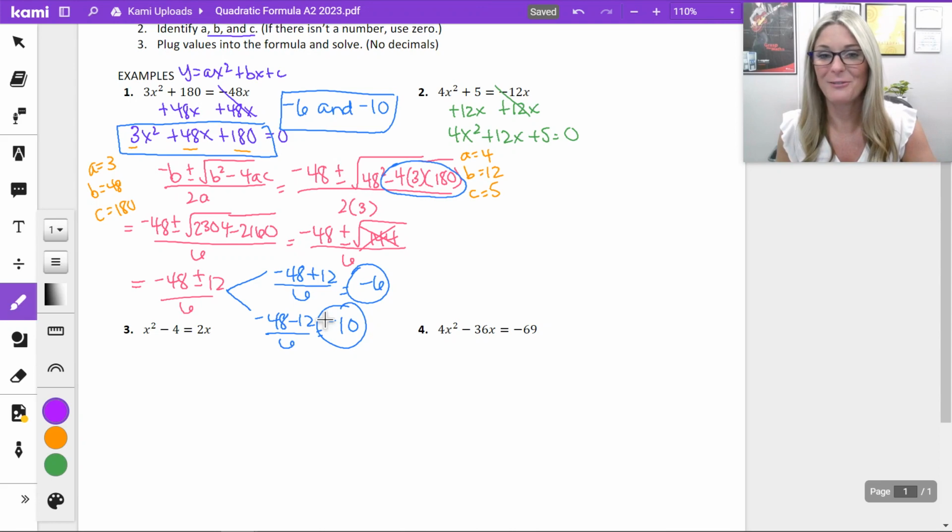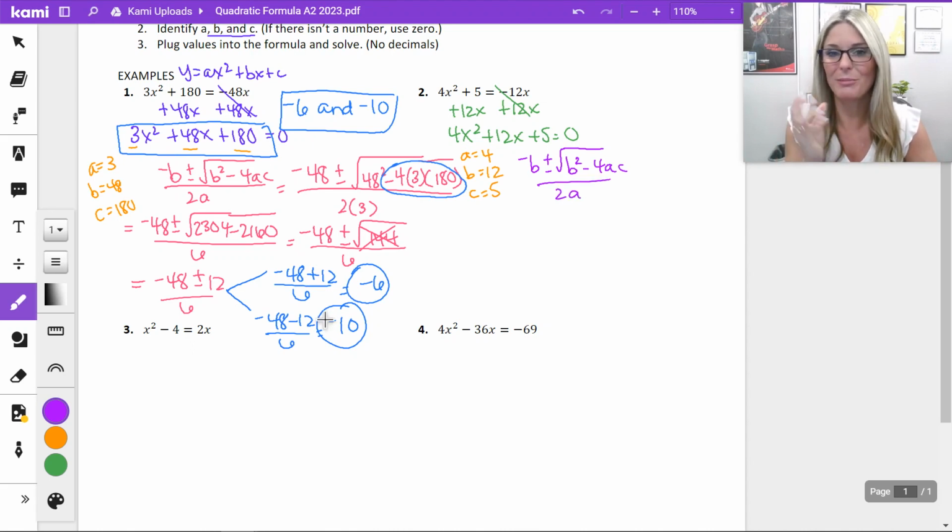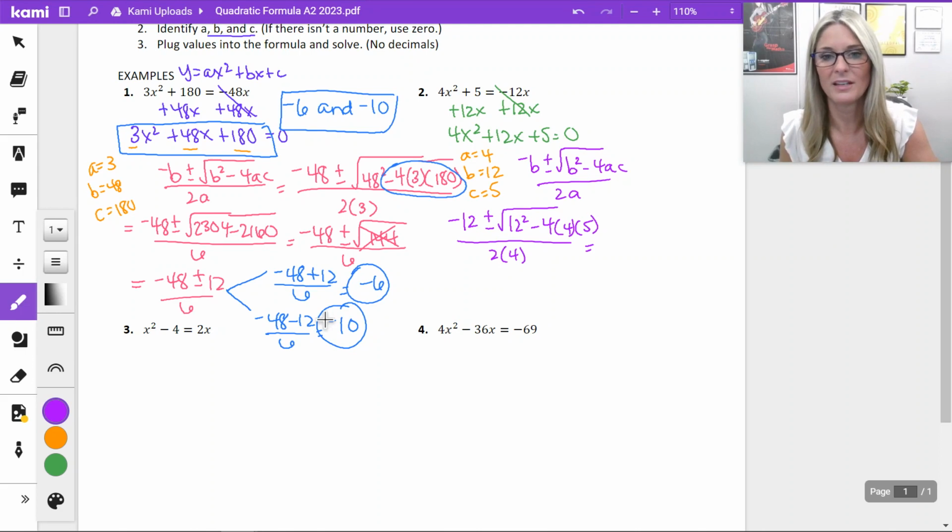Plugging into the quadratic formula is negative b plus or minus the square root of b squared minus 4ac all over 2a. Again, it sounds like a mouthful, but the more you use it, it actually becomes a more simple formula. Plugging in, we have negative 12 plus or minus the square root of 12 squared minus 4 times 5. Those were our a and c values, all divided by 2a, or 2 times 4.